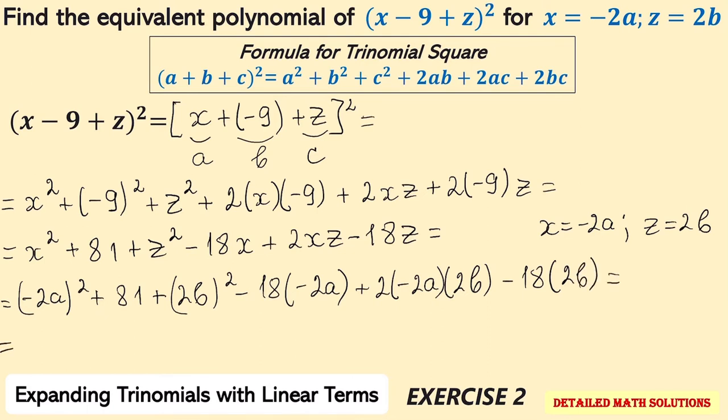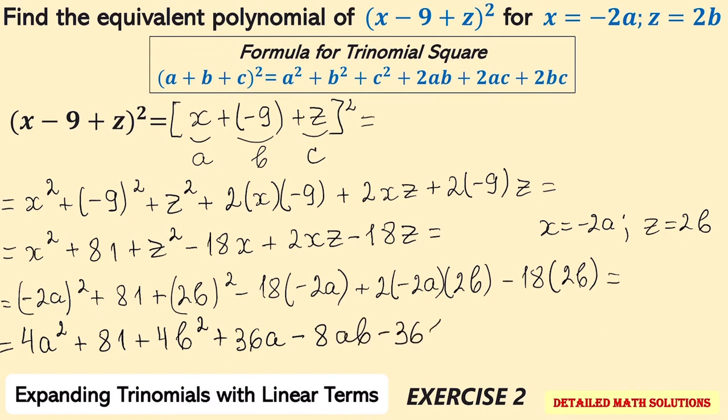And when I simplify further, I get 4a squared plus 81 plus 4b squared plus 36a minus 8ab minus 36b. This expression cannot be simplified further and is the final answer for this exercise.